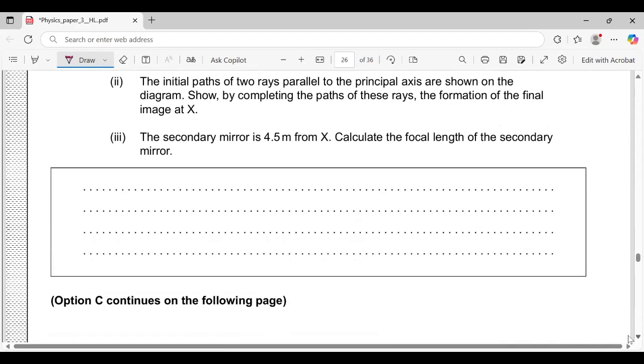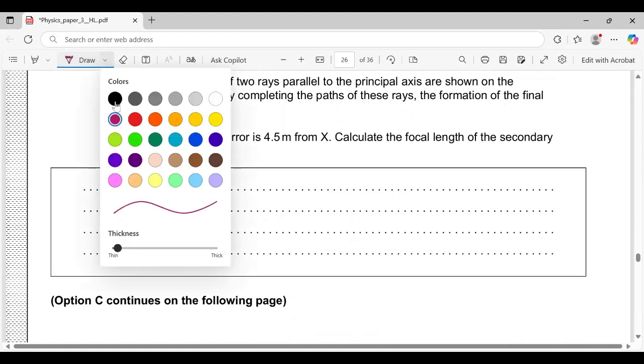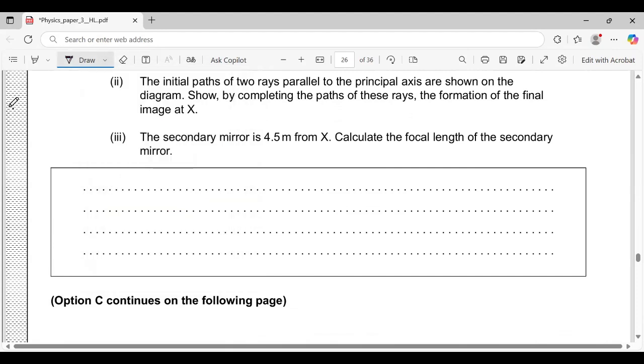The secondary mirror is 4.5 meters from X. Calculate the focal length of the secondary mirror. Okay, so first I will find U. U is 4.5 minus 8, and it's equal to minus 3.5.